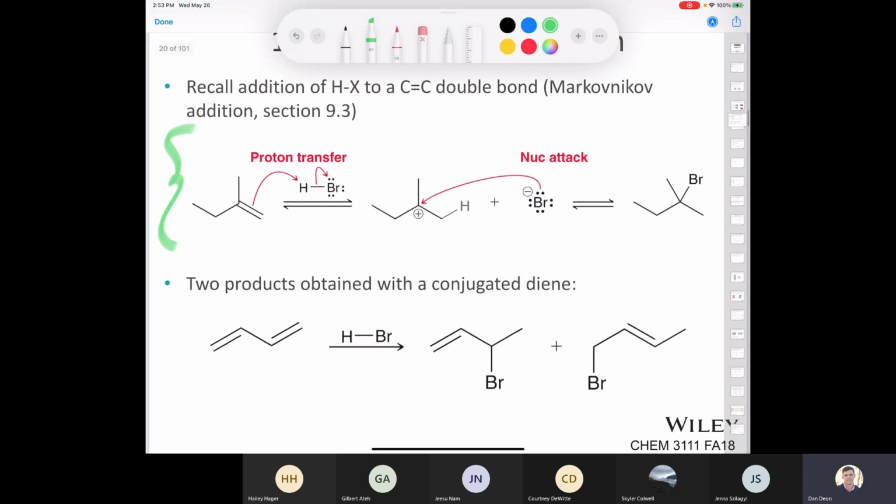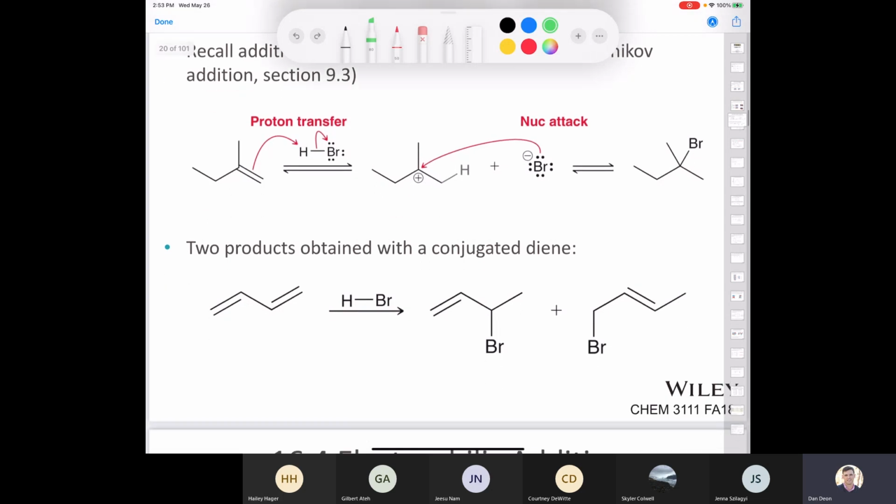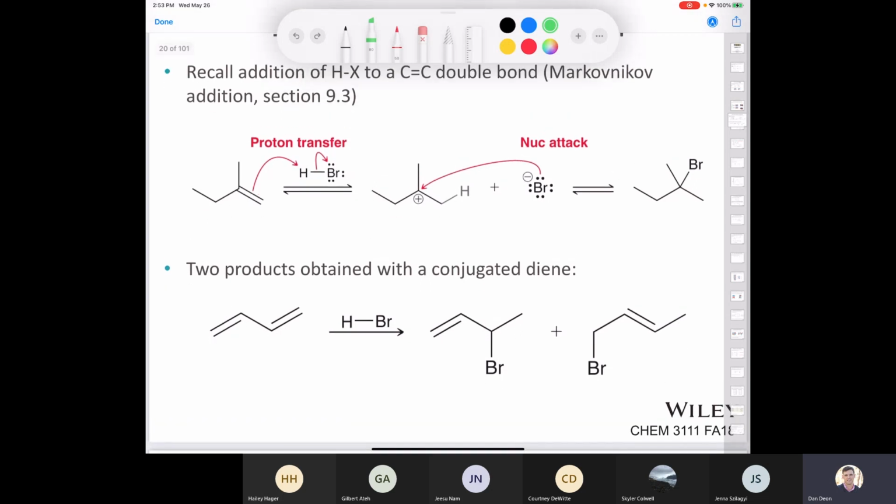Well, what would happen if you tried to treat 1,3-butadiene with HBr? Right, what's going to happen then? Well, what you actually end up with is a mixture of products, okay? You end up with this mixture. I mean, the first one, you can see the double bond hasn't moved, but you see that in this product here, you have the double bond moved over there.